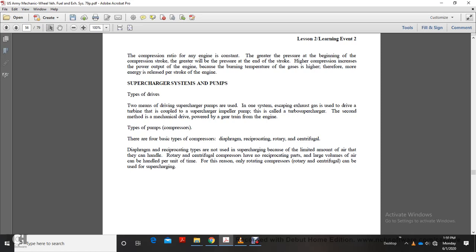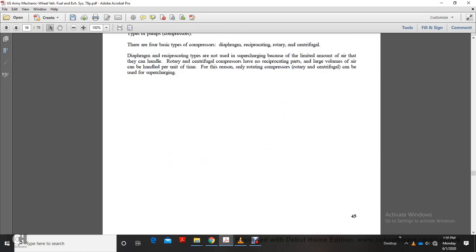Types of pump compressors. There are four basic types of compressors: diaphragm, reciprocating, rotary, and centrifugal. Diaphragm and reciprocating types are not used for supercharging because of the limited amount of air that can be handled. Rotary and centrifugal compressors have no reciprocating parts, and large volumes of air can be handled per unit of time. For this reason, only rotating compressors, rotary and centrifugal, are used for supercharging.